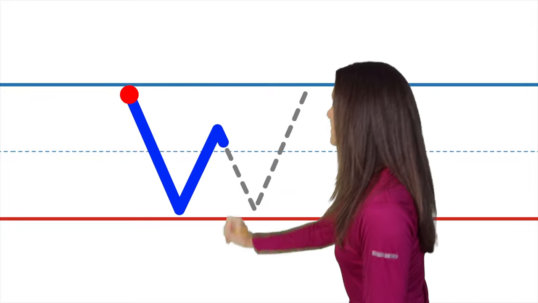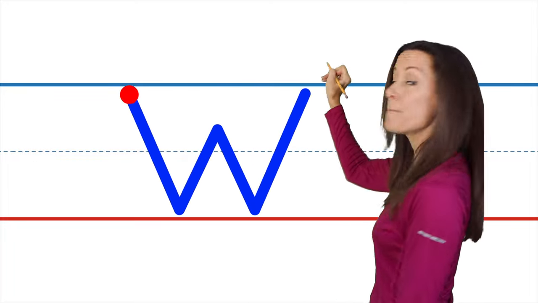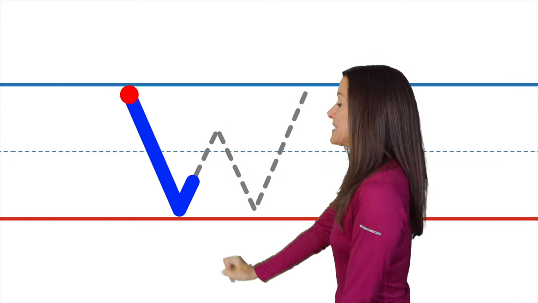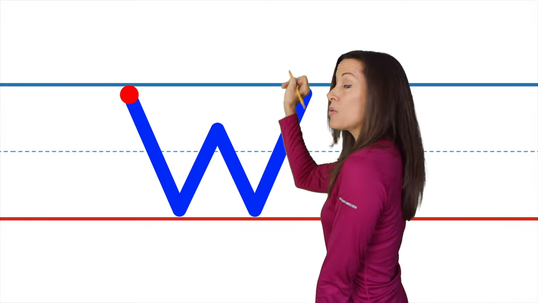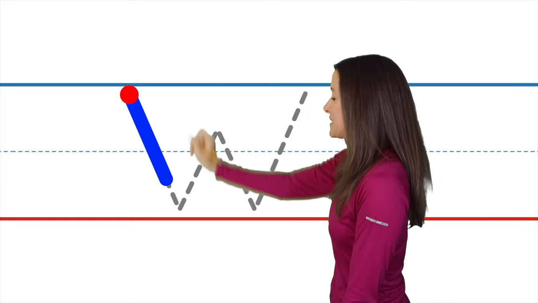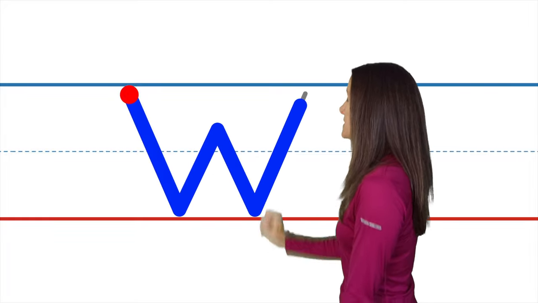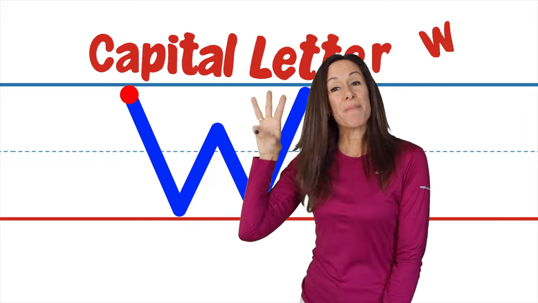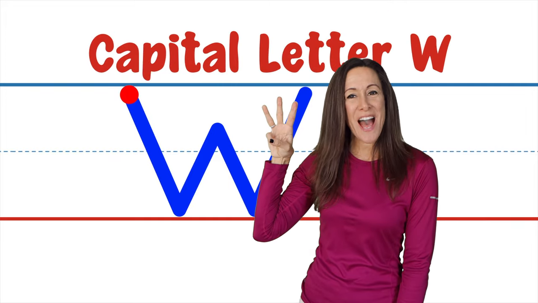W: slant down, slant up, down, up. Capital letter W.